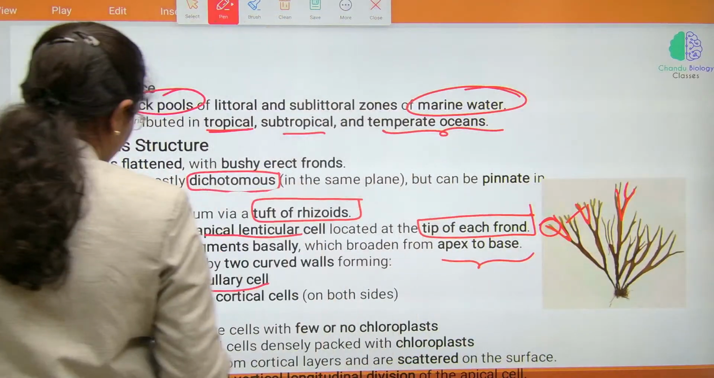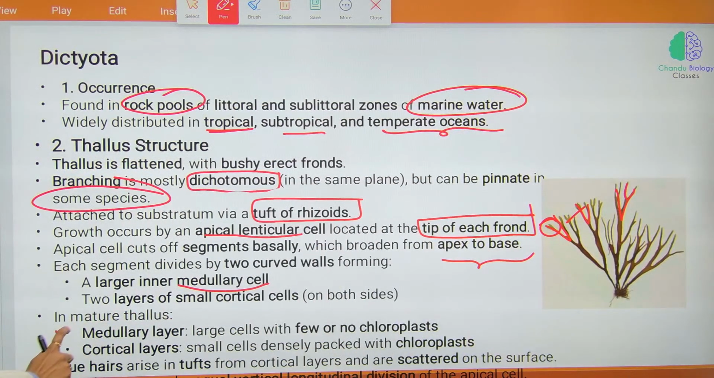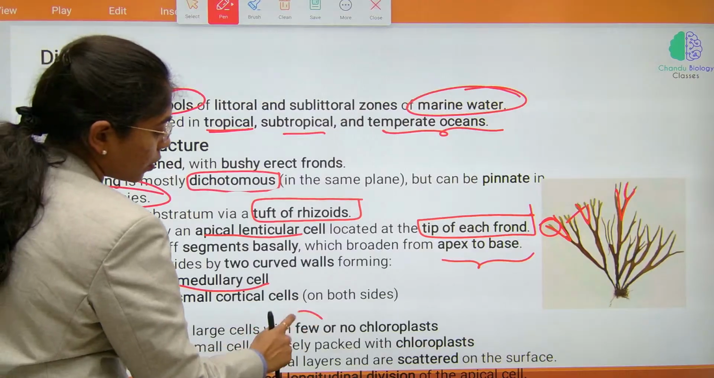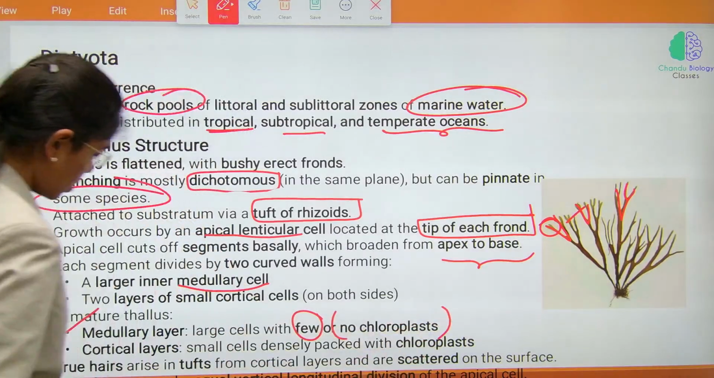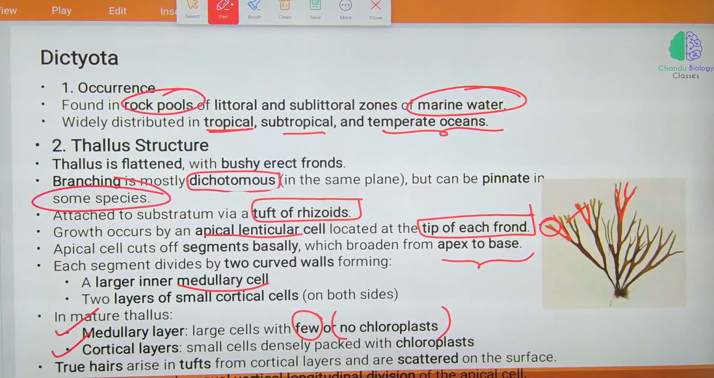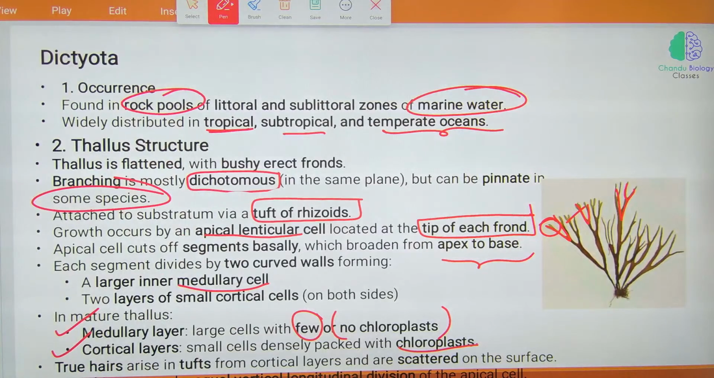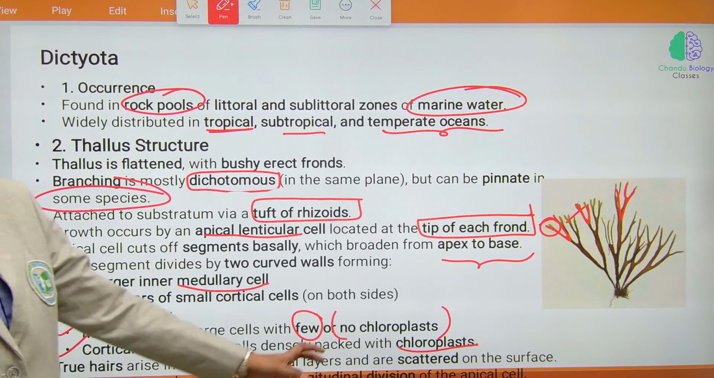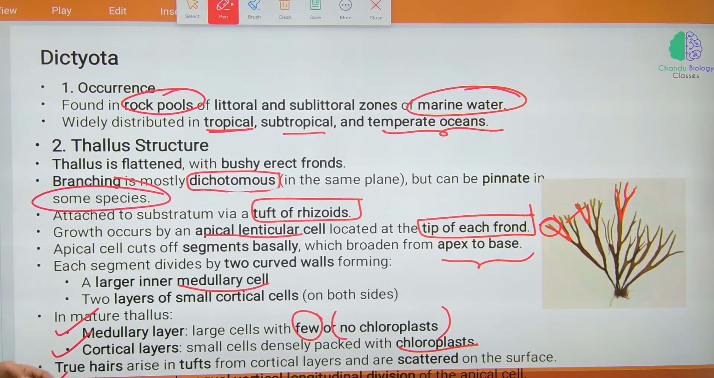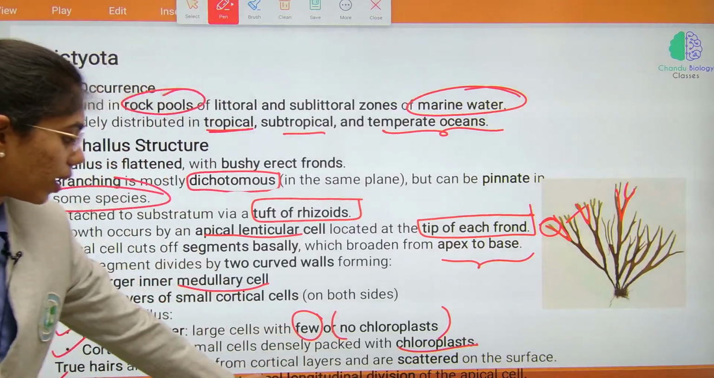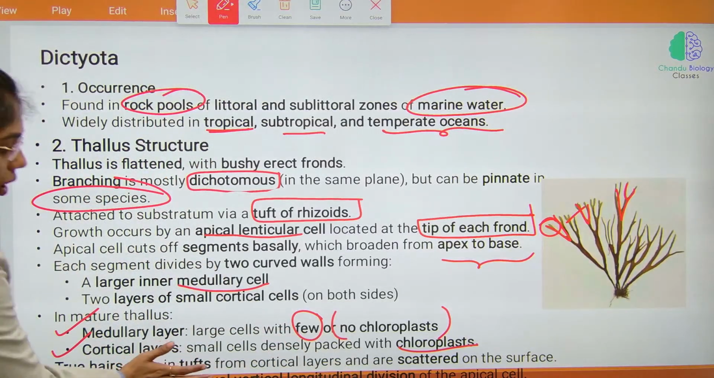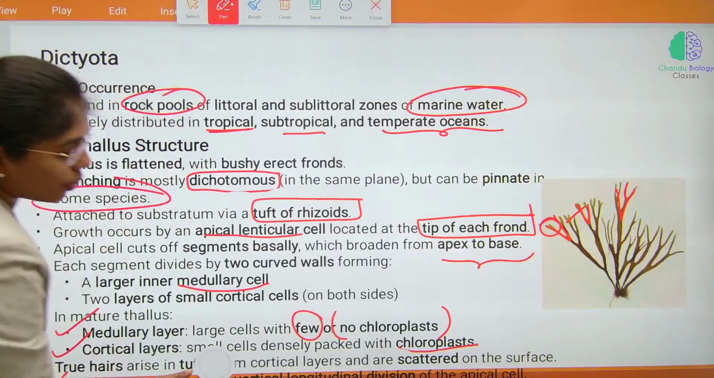In mature thallus, you can see the medullary layer, large cells with few or no chloroplasts. The cortical cells are small cells which are densely packed with chloroplasts. True hairs arise as tufts and are scattered on the surface. Branching occurs by equal vertical longitudinal divisions.